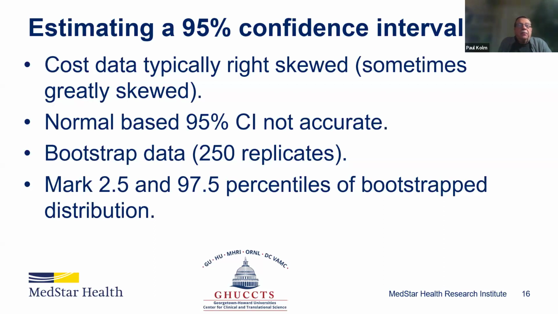And as I mentioned, for a confidence interval, you want to have at least 250 bootstrap replicates. And so once we do that, we will mark the 2.5 and the 97.5 percentiles of the bootstrap distribution, and that will be our 95% confidence interval.